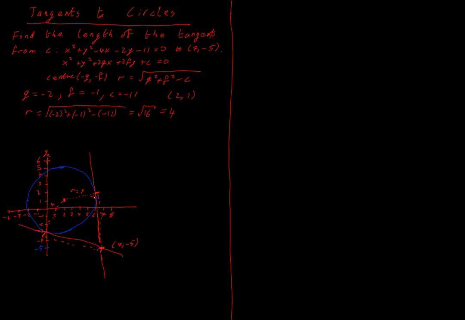What angle is in here? 90 degrees. I have a four-sided shape with two opposite angles adding up to 180. That tells me that this shape here is a cyclic quadrilateral.